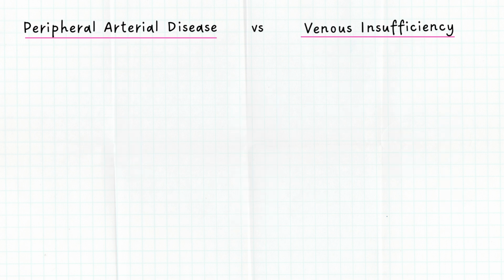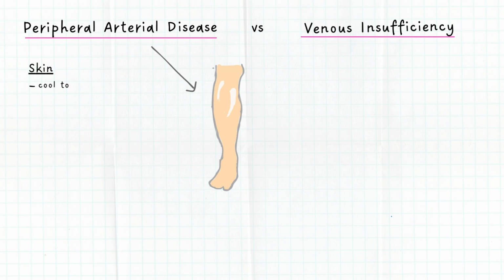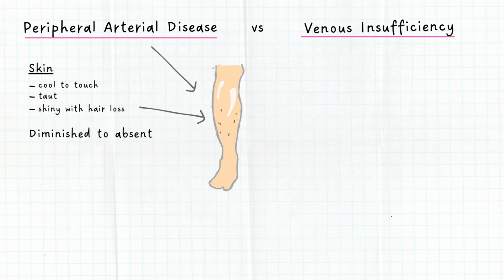Signs and symptoms reflect on the pathophysiology of both conditions. For example, patients with PAD usually present with skin that is cool to touch, taut, and shiny, with hair loss in the affected leg due to decreased perfusion and nutrients. There are also diminished to absent pulses and decreased capillary refill.